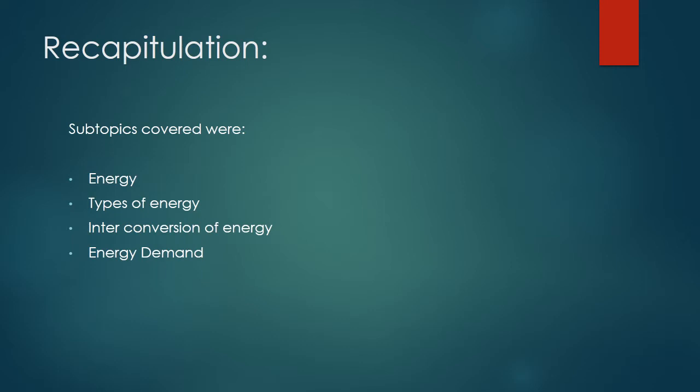Kinetic is related to motion, potential is related to position, then sound energy, then heat energy, which moves from one place to another. And one of the most common forms of energy is nuclear energy. Nuclear energy is of two types: nuclear fission and nuclear fusion. Fission means whenever a bigger atom splits into smaller atoms, while fusion is whenever two smaller atoms join up to form a bigger atom. Then we read in detail about interconversion of energy. We came to know that energy can be converted from one form to another.